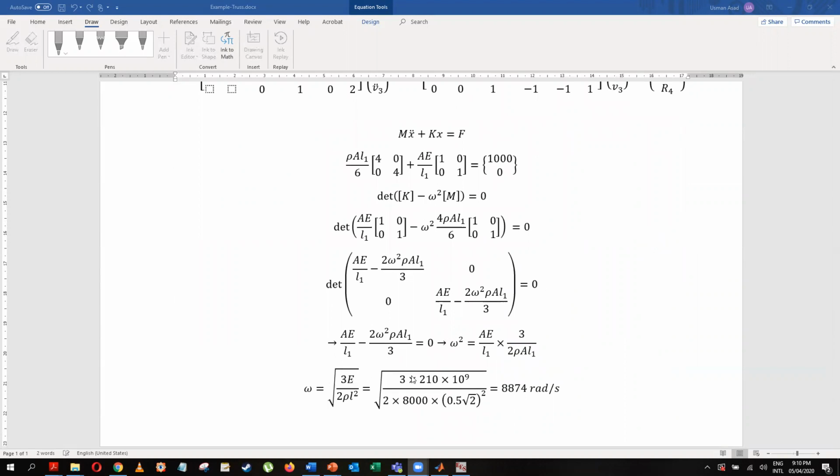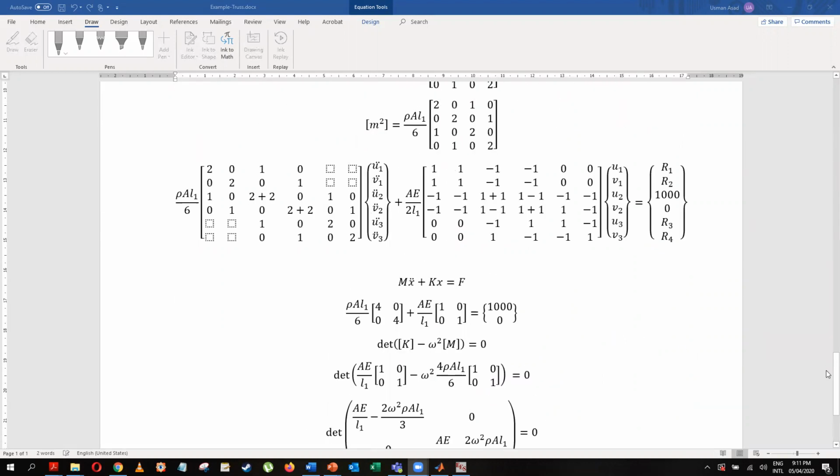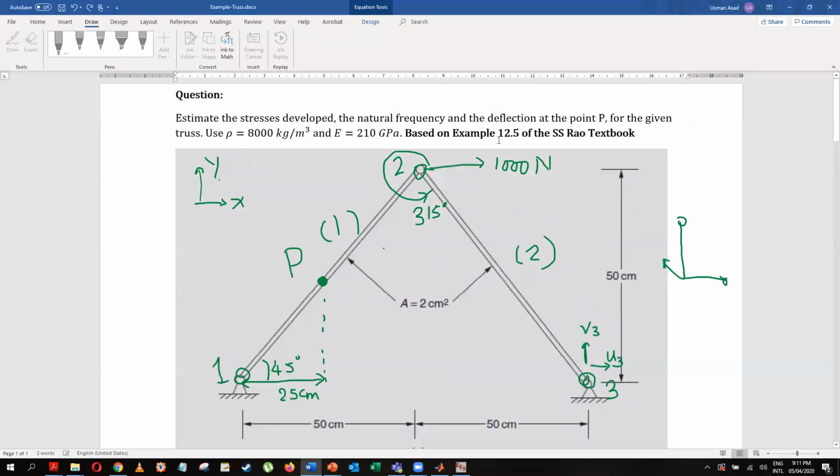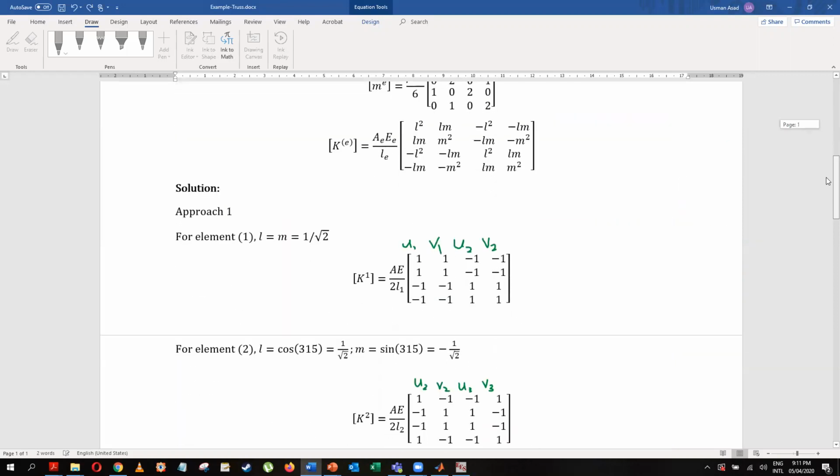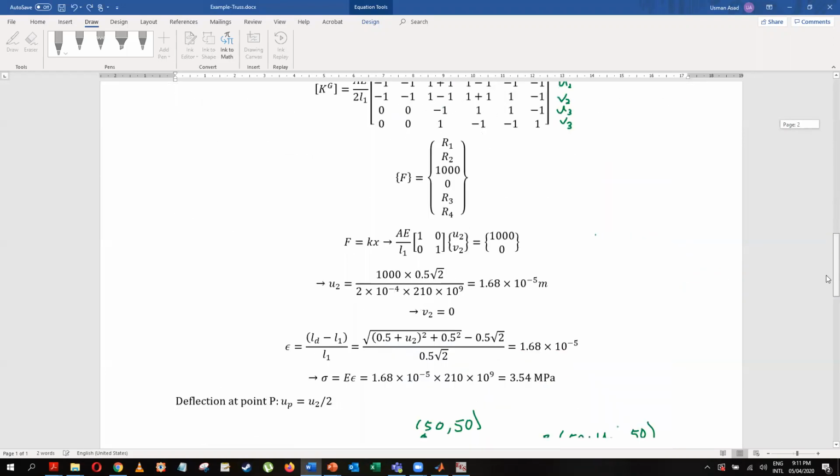ठीक है? Okay, so plug in the values. It comes out to be तकरीबन 8800 radian per second. Have a look also at this example. Usme the answer is very different. I'm pretty sure usme the value of E that they use and the value of density as well is kind of different than what I'm using, but do have a look at it.